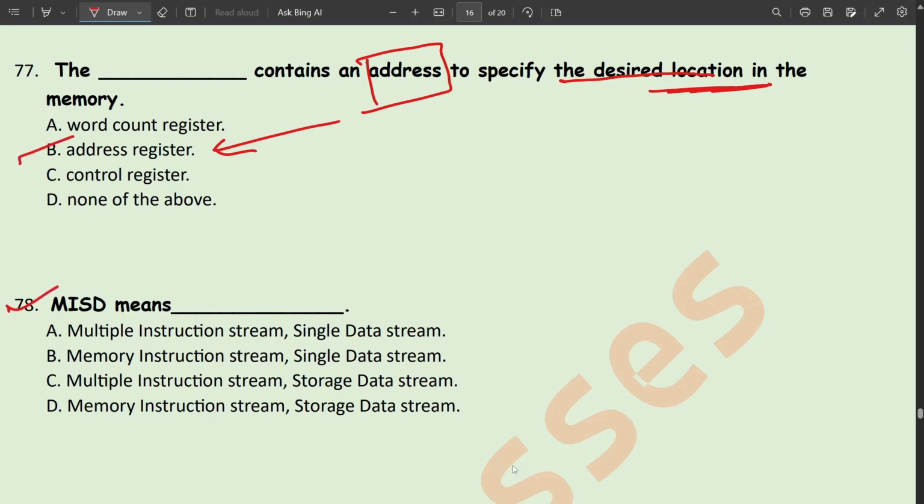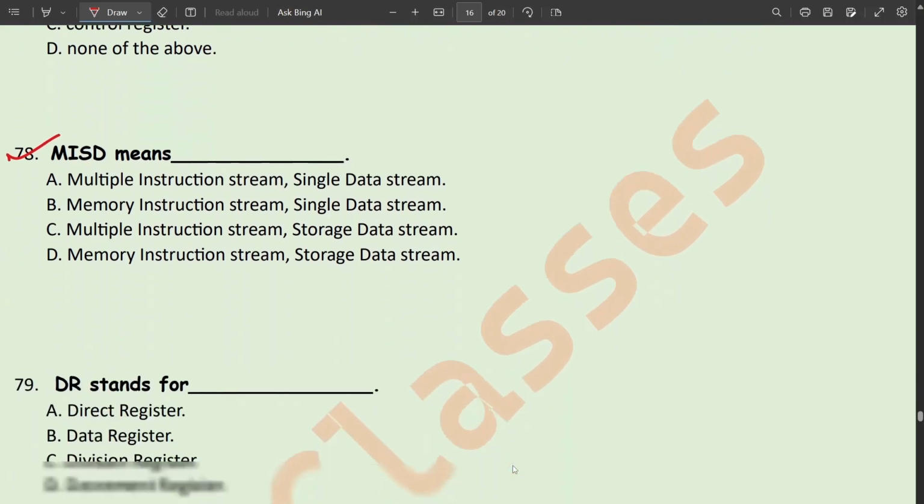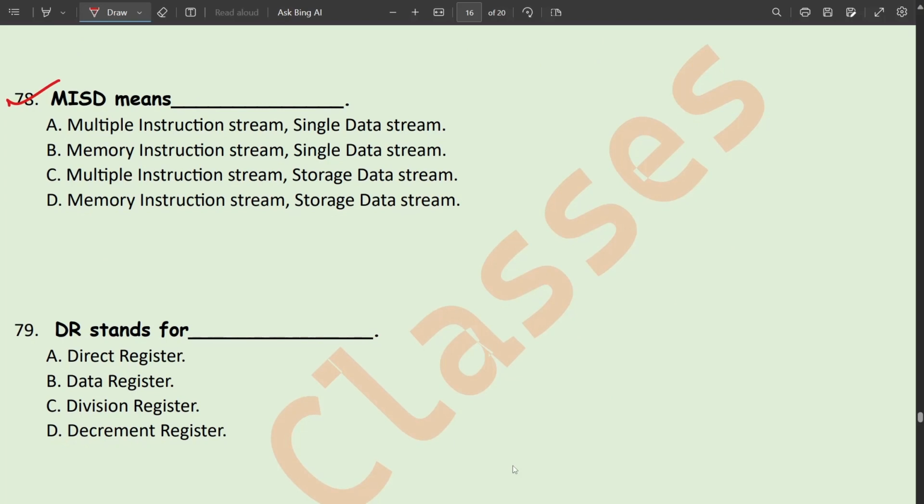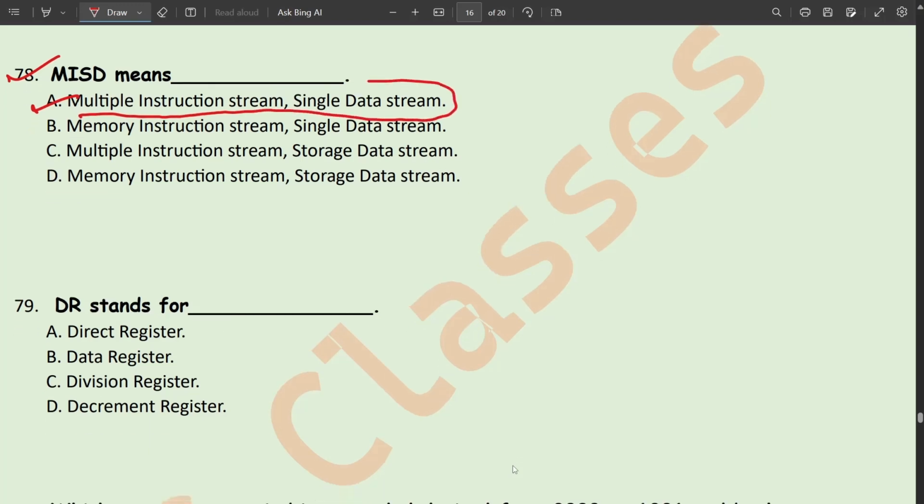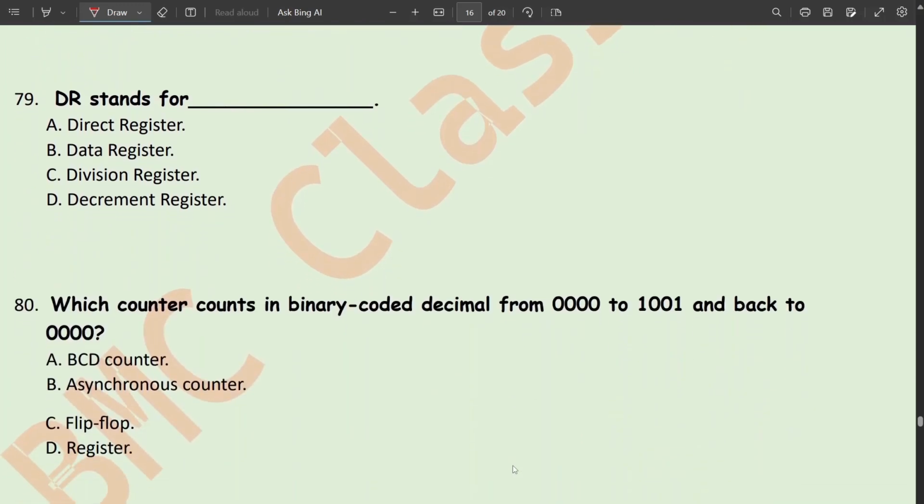Next, MISD means full form of MISD. The answer will be multiple instruction, single data. So option number A is correct. Next, DR stands for. Your answer will be option number B, data register.